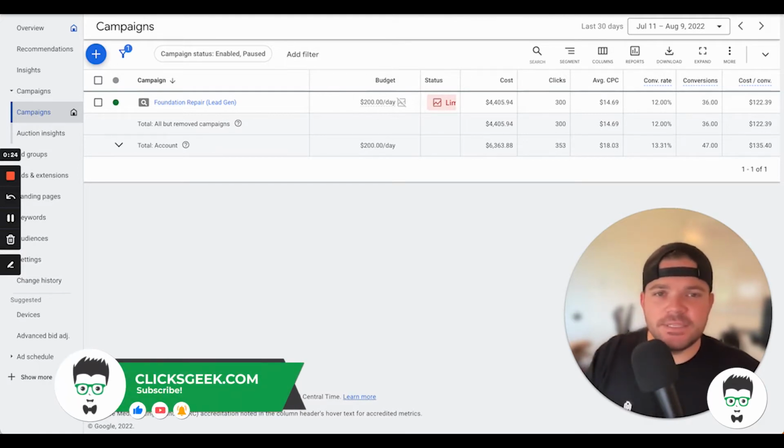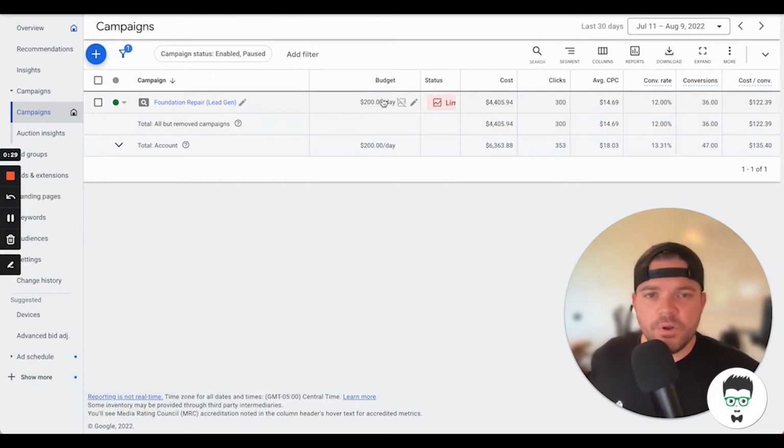Now let's dive into this campaign. So this particular campaign, we have a $200 per day budget. In the last 30 days, it has spent $4,405.94. It has had 300 clicks. It has a conversion rate of 12%, which is a bit on the lower end of what we prefer.